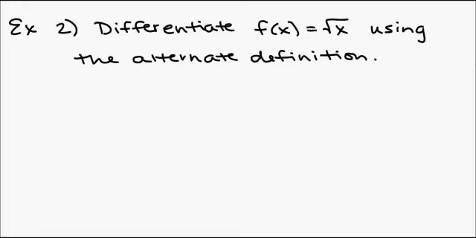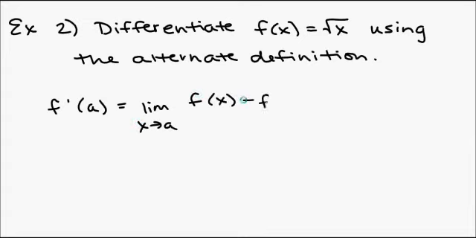So I know I'm going to use the alternate definition. I'm going to go ahead and write that down here then. So f prime of a equals, not f of x, sorry, the limit as x tends to a of f of x minus f of a over x minus a. Okay, there we go. And we're just going to plug in what we have.